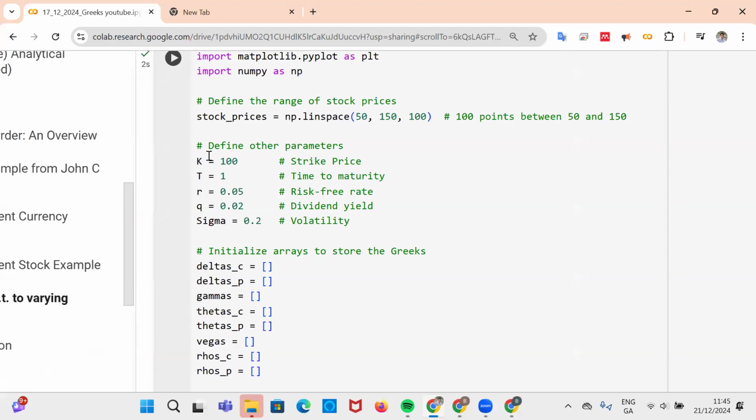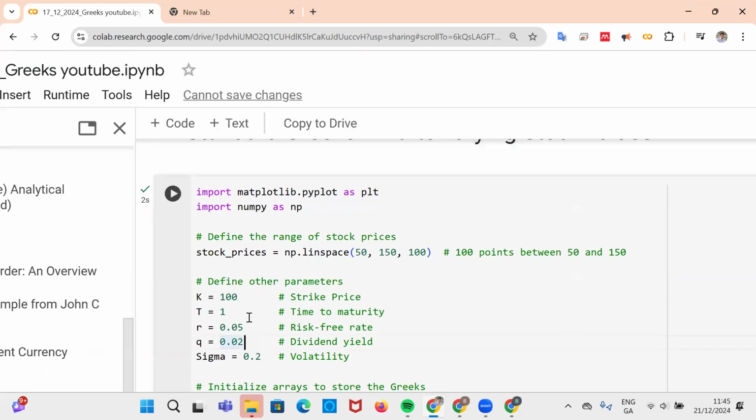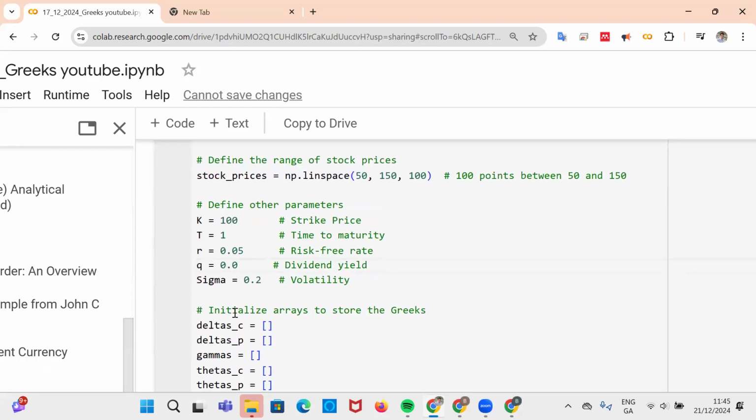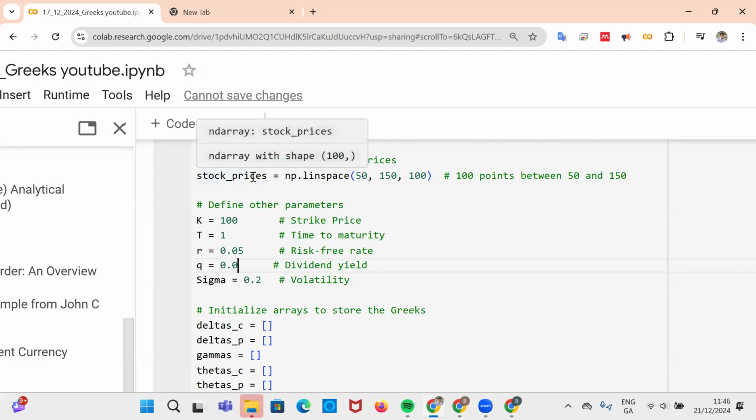K is 100, T is equal to 1 year. The risk-free rate is 5%. I'll change Q back to 0 for the moment. Sigma is equal to 0.2. And then we generate the stock price as being a series of values between 50 and 150. So we take 100 uniform steps between 50 and 150. That is an array of stock prices.